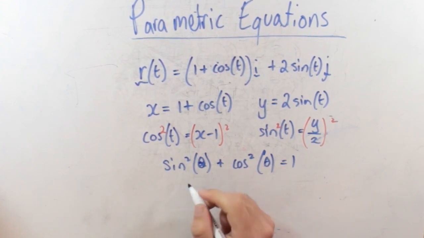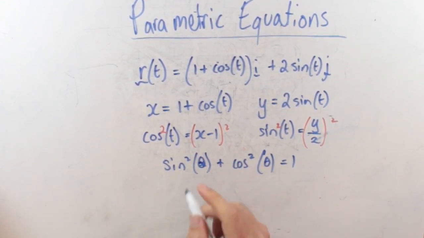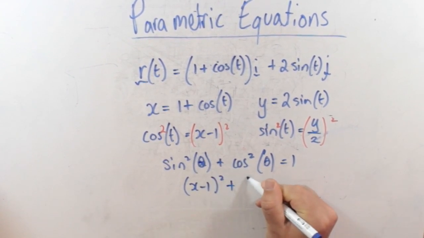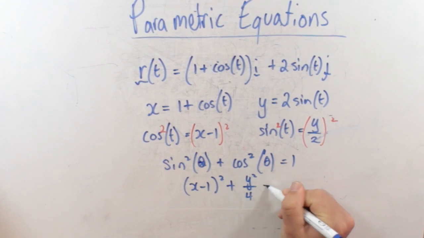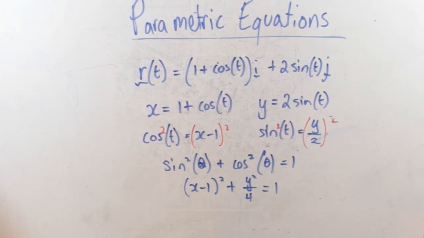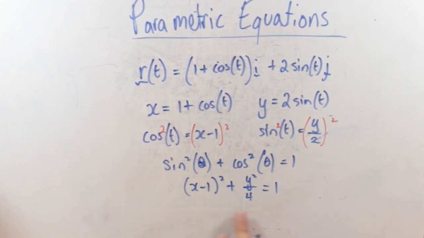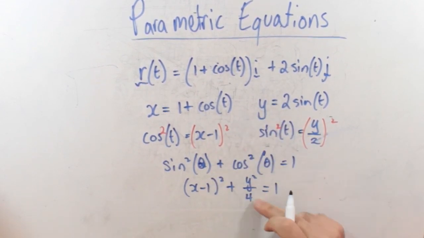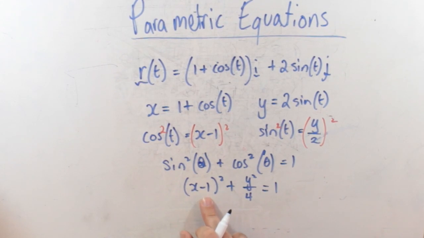Okay, so I'll do the x's first. I'll write these around the other way. (x minus 1) squared plus y squared on 4 has to equal 1. So this is an equation of an ellipse. So we're going to get an ellipse. We've got it stretching by a factor of 2 here, and moving to the right 1.